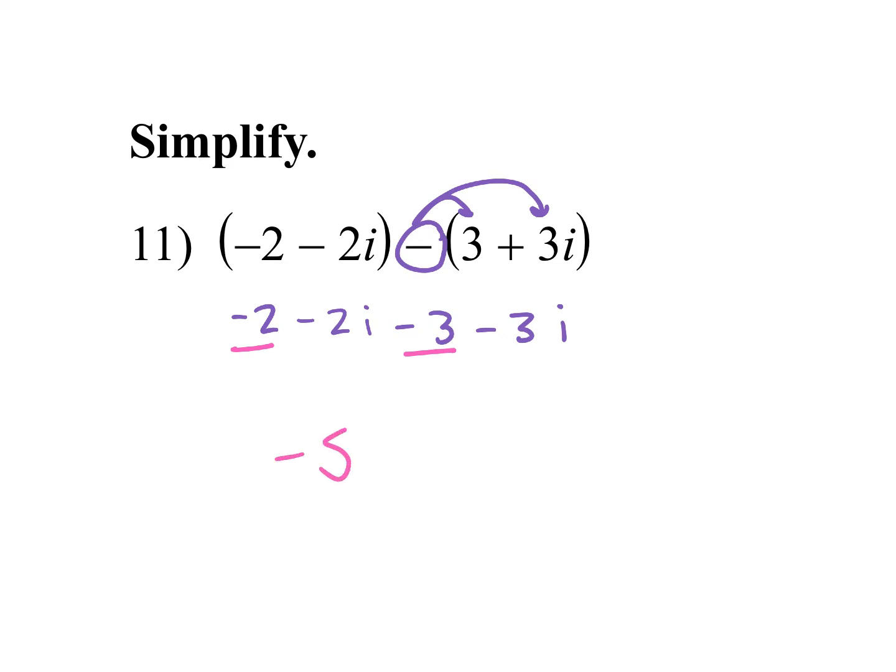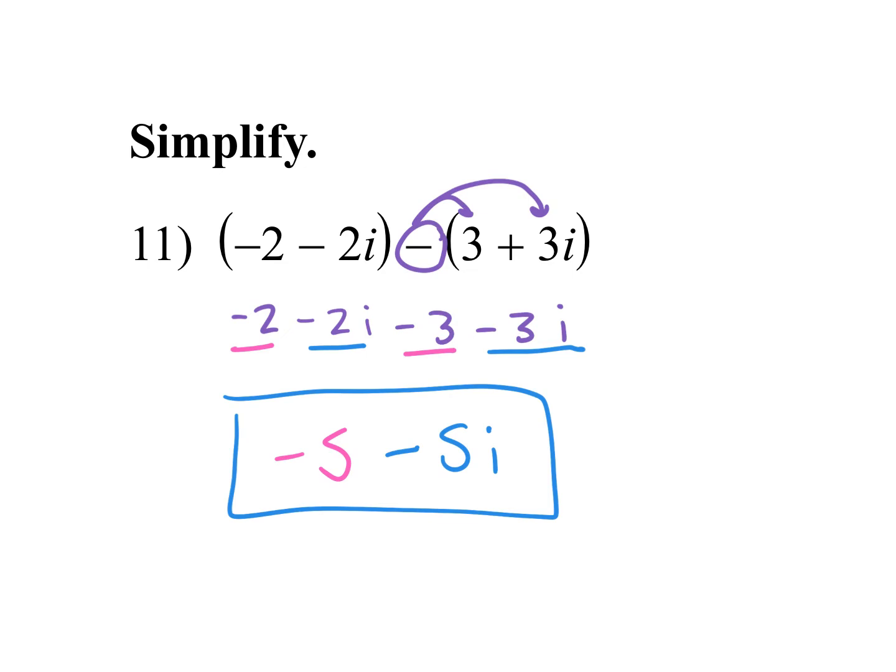Negative 5. And then what are my imaginary numbers? Negative 2i and negative 3i, so it's negative 2i minus 3i. Negative 5i. We always write it with the real number first, the imaginary number second, but remember, it's multiple choice. So just look for the answer choice that matches yours.